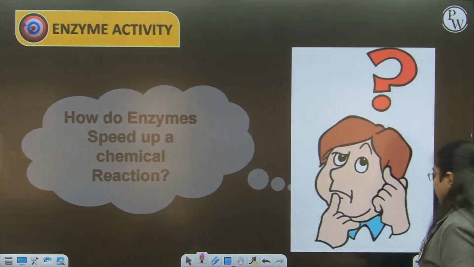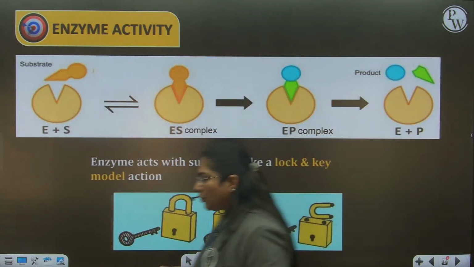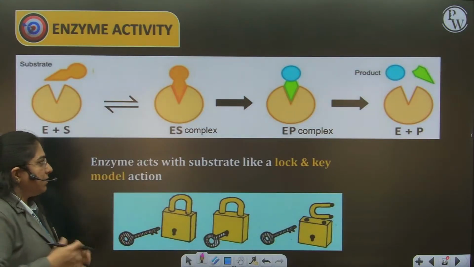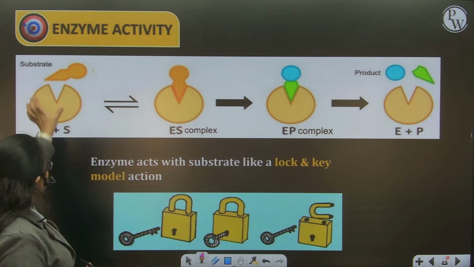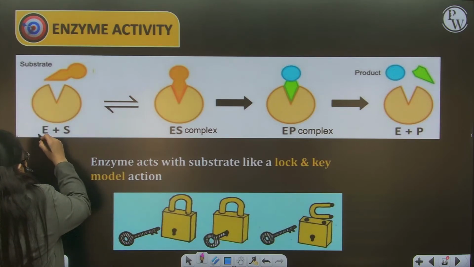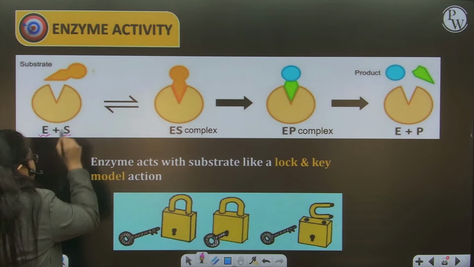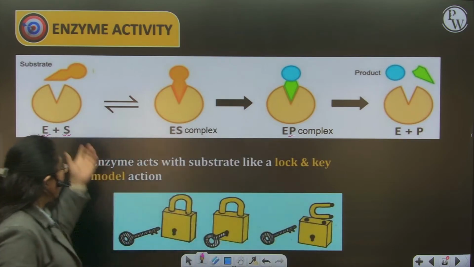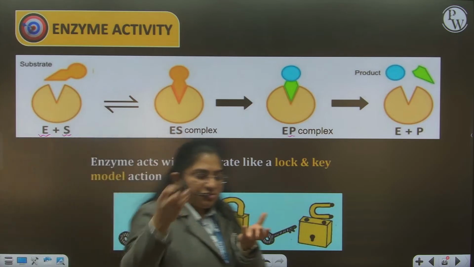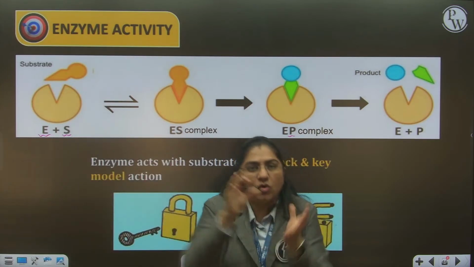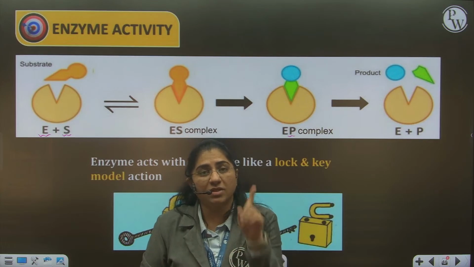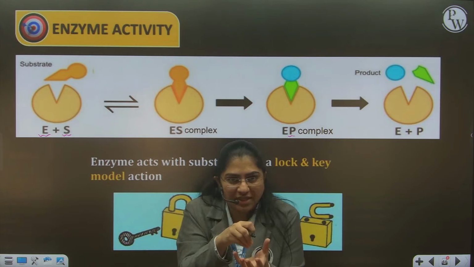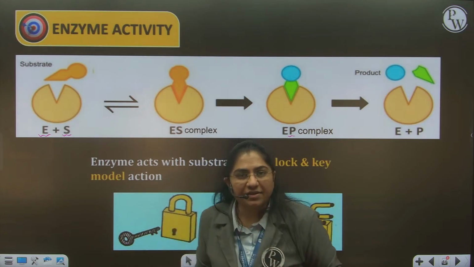So let us see. To convert the substrate into the product, the enzyme has a particular active site. We denote enzyme as E, substrate as S, and product as P. At the active site, the substrate will diffuse and go towards the enzyme. So you have to remember that the process is diffusion. When the substrate diffuses towards the enzyme, it goes towards the active site.